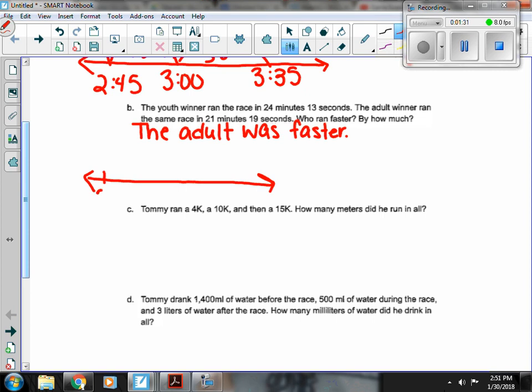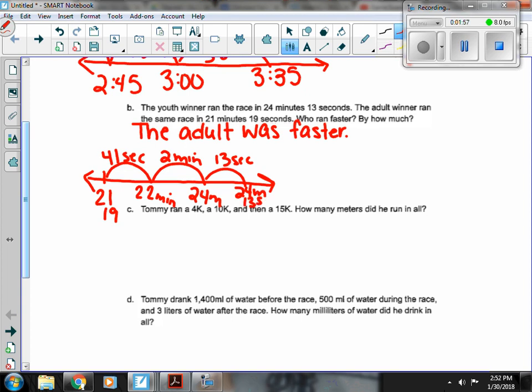So I'm going to start at 21 minutes and 19 seconds. And I'm going to go to 22 minutes. And that's 41 seconds. And then I'm going to jump 2 minutes to 24 minutes. And then go another 13 seconds. Now I need to add those times up. The adult was faster by 2 minutes and 54 seconds.